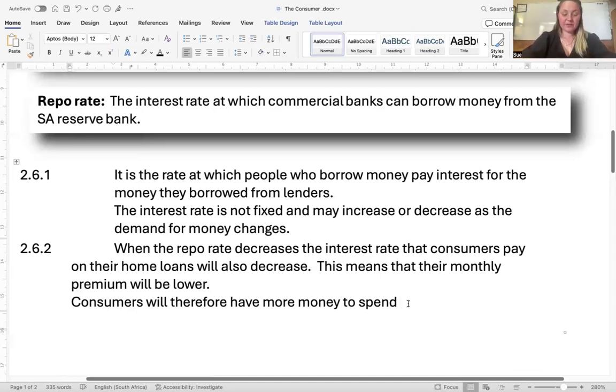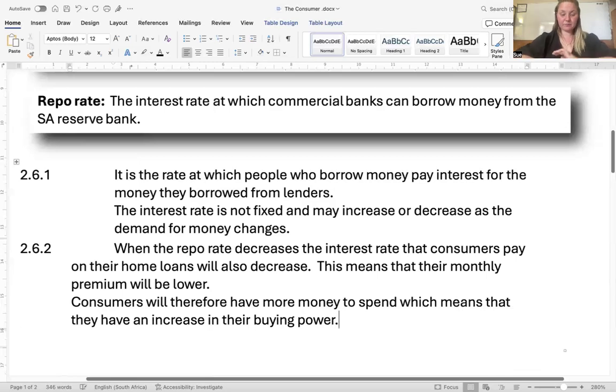So which means that they have an increase in their buying power. I think this is more than enough for those 4 marks.